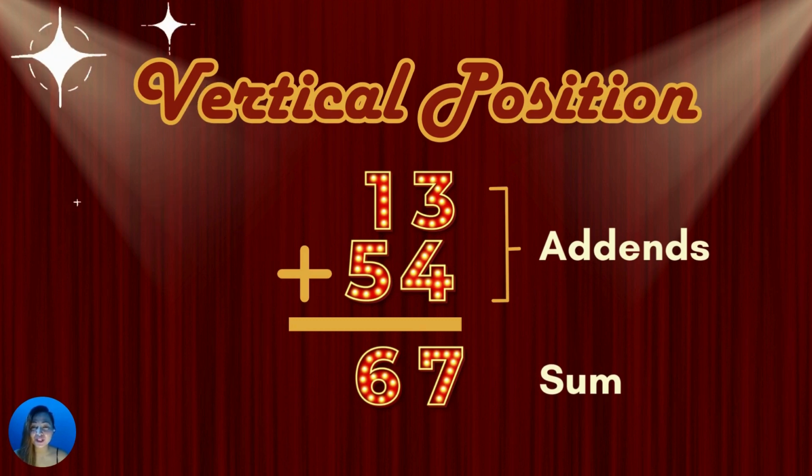A vertical position of addition looks like this. It has addends and a sum. It is written vertically. Example, 13 plus 54 equals 67. Where are the addends? Very good! And where's the sum? Good job!